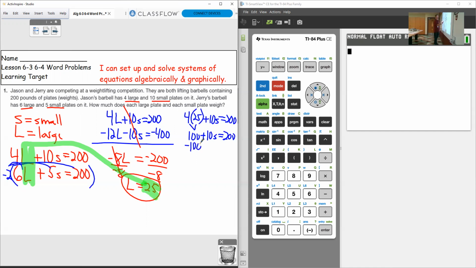Now just solve the 2-step equation. So 200 minus 100, you get 10S equals 100. Divide by 10, and you get that S equals 10. So a small plate was 10, a large plate was 25. This one, it really doesn't pay to graph it at all. You're not really going to gain anything by graphing it.